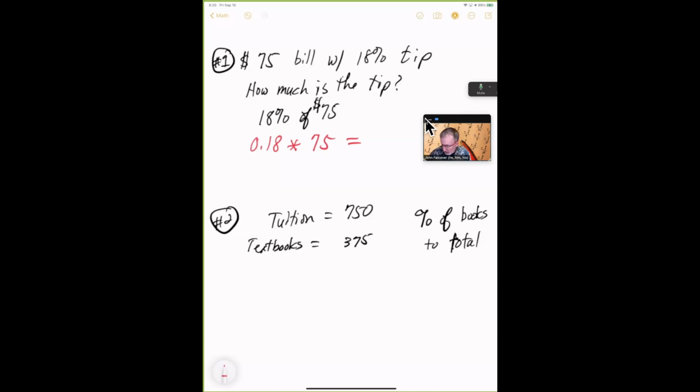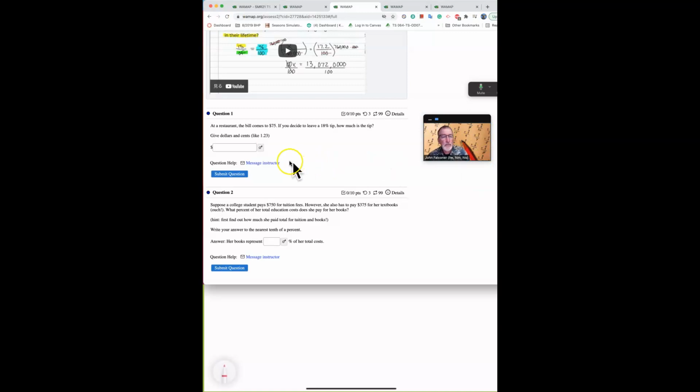So $13.5 is your answer, so write it as a dollar amount, which is 13.50. So that's how much the tip is, and if you were talking about the whole bill, you would be doing $75 plus $13.50 more as the tip, so $88.50. But all they're asking for in this case is the tip.